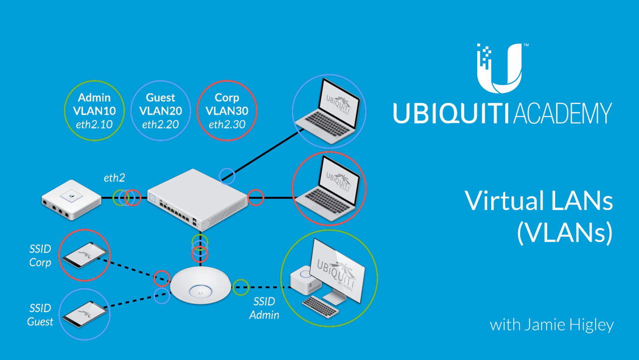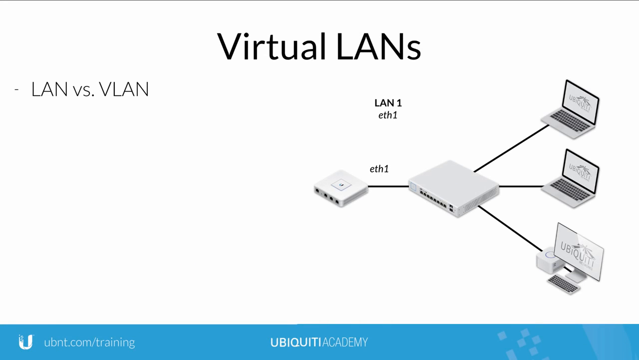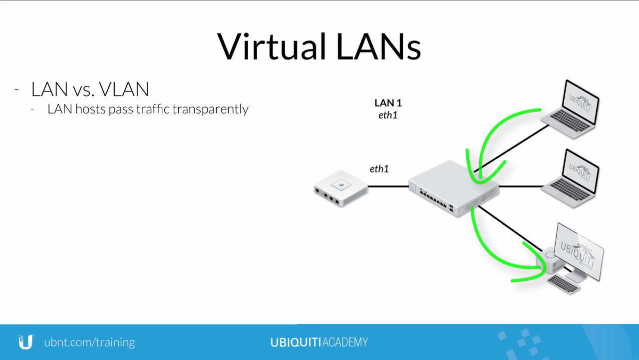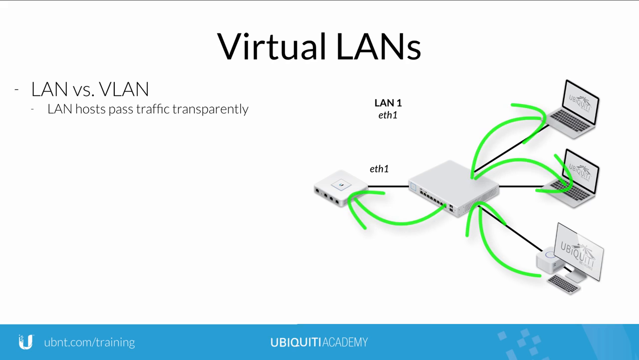Virtual LANs. By design, network hosts connected to the same local network topology, whether by means of an access point or switch, can pass traffic back and forth transparently. Often, a flat, transparent network topology can be undesirable, especially if users with different access privileges, such as guests and admins, send and receive data on the same LAN.